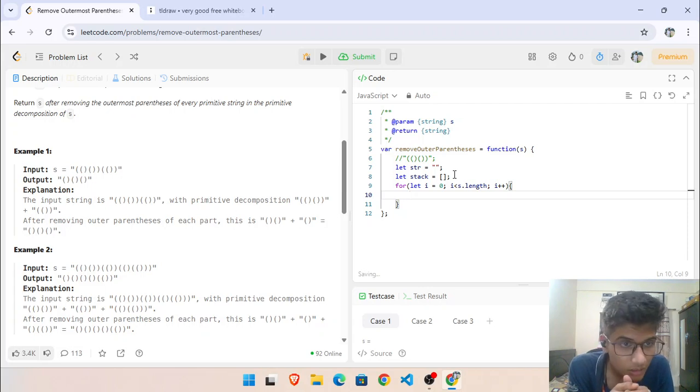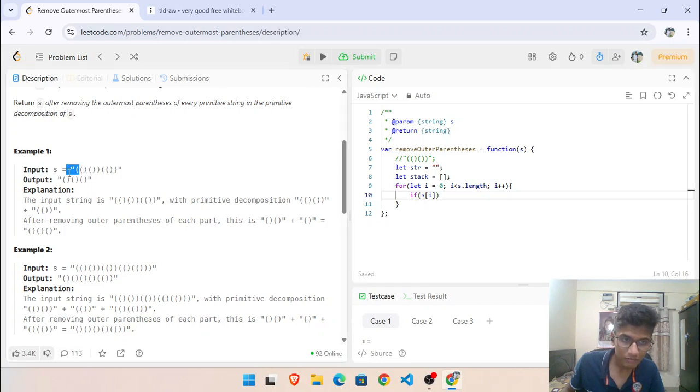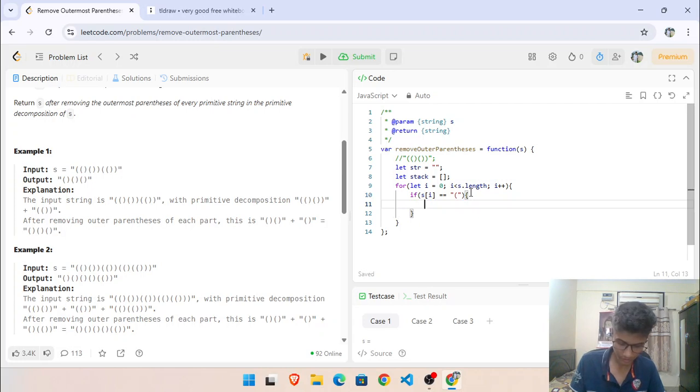So yes, okay, i plus plus and i is less than s dot length. Now what I will check is some condition. If my s of i, yes, s of i will be this bracket initially, is an opening bracket, I will do what? I will stack dot push s of i.